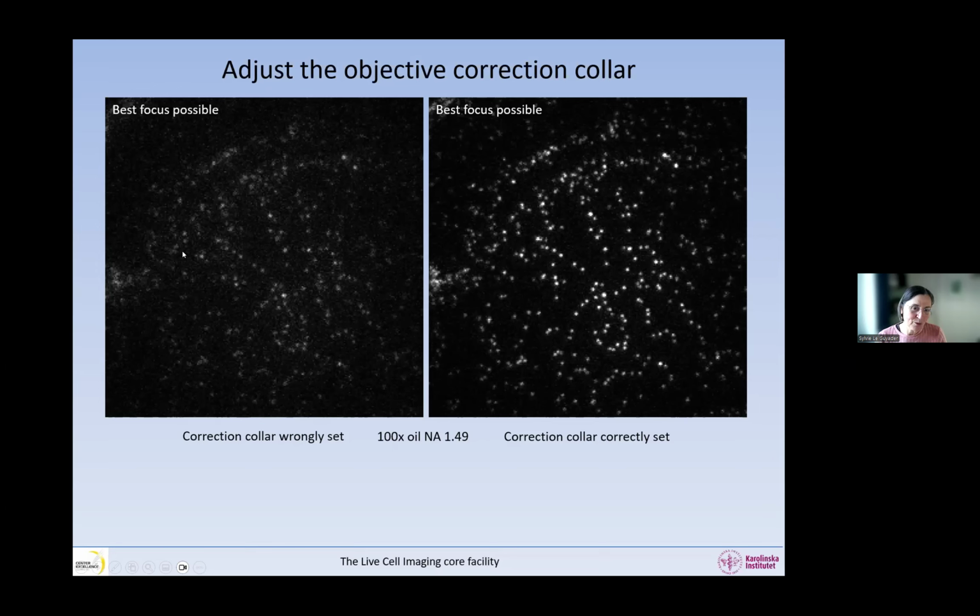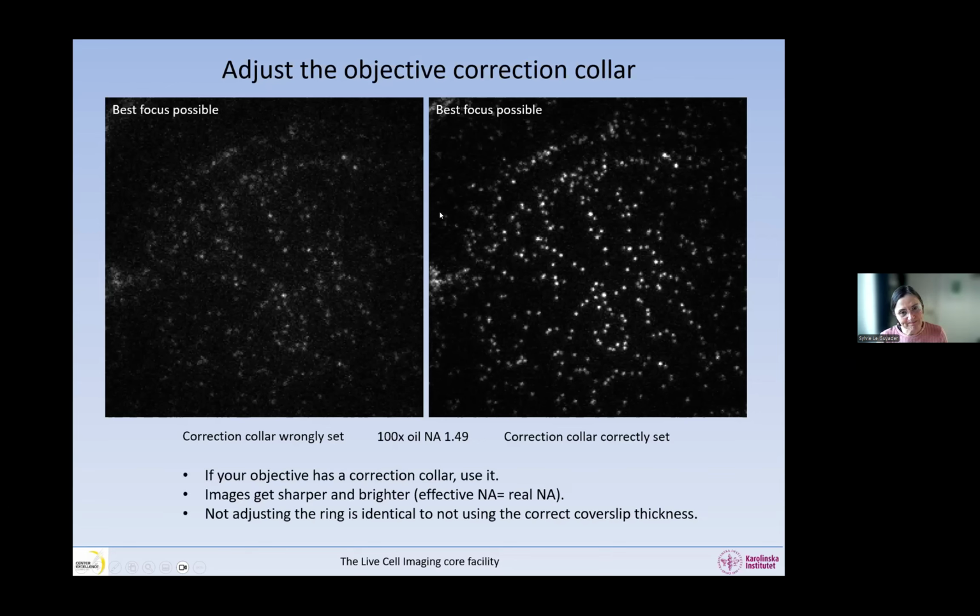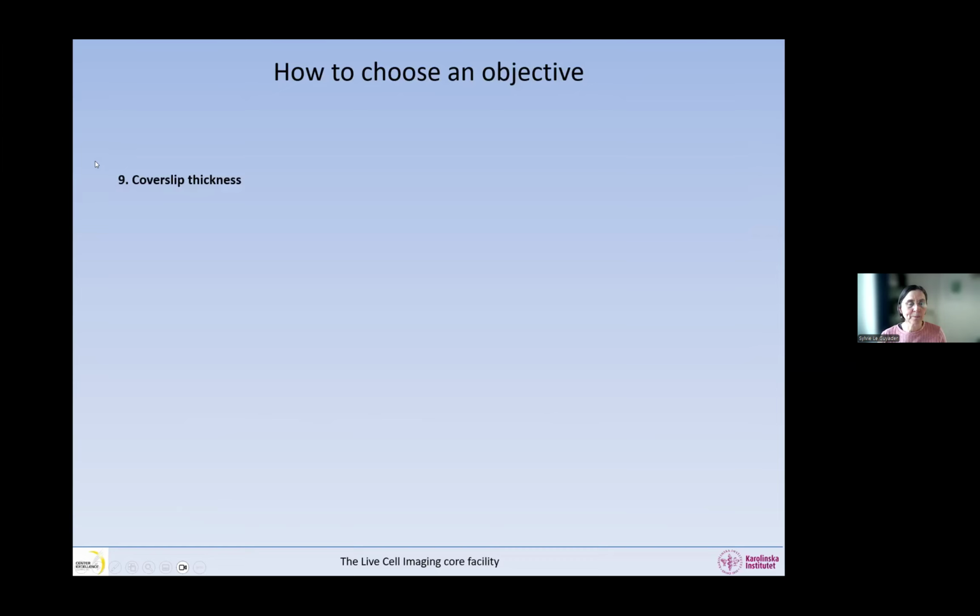If one day you go to your objective and it's like this, you're going to say, oh, it's a bit bizarre today, but you're not going to realize that all you have to do is turn the little ring and then it will be much better. So if your objective has a correction collar, use it, and the images will get sharper and brighter. If you do not adjust the ring, it's exactly the same thing as when you do not use a correct cover slip. Okay, so you will only notice the difference if you look at the images side by side. So one needs to keep a critical mind. If you notice that something is blurry and is normally not blurry, something is wrong.